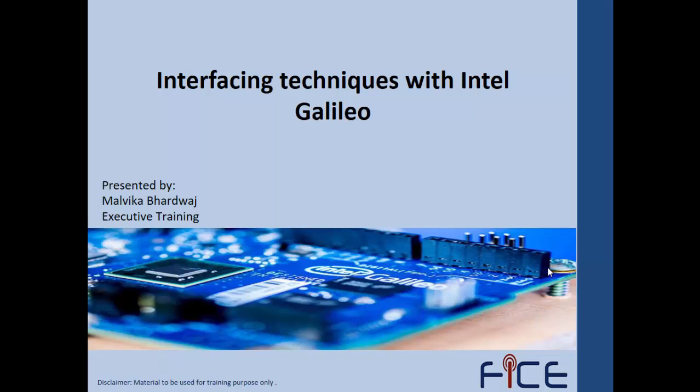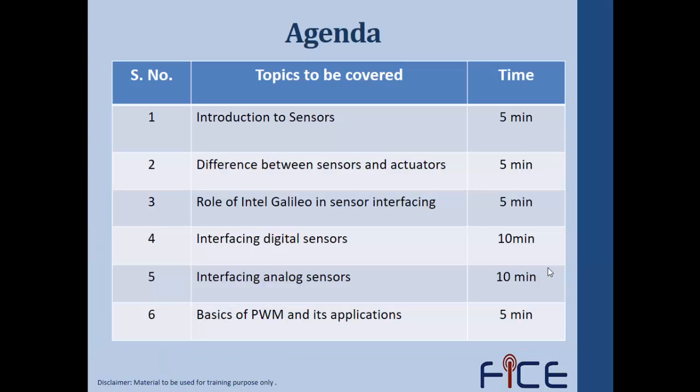So, before going into depth of this webinar session, I would like to introduce today's webinar topics. Firstly, we're going to discuss sensors, and next sensors and actuators and the difference between them. After that, we'll discuss the role of Intel Galileo in sensor interfacing. Then we will discuss digital sensors and analog sensors and their interfacing with the Intel Galileo Gen 2 board. And at last, we're going to discuss the basics of PWM and its application.